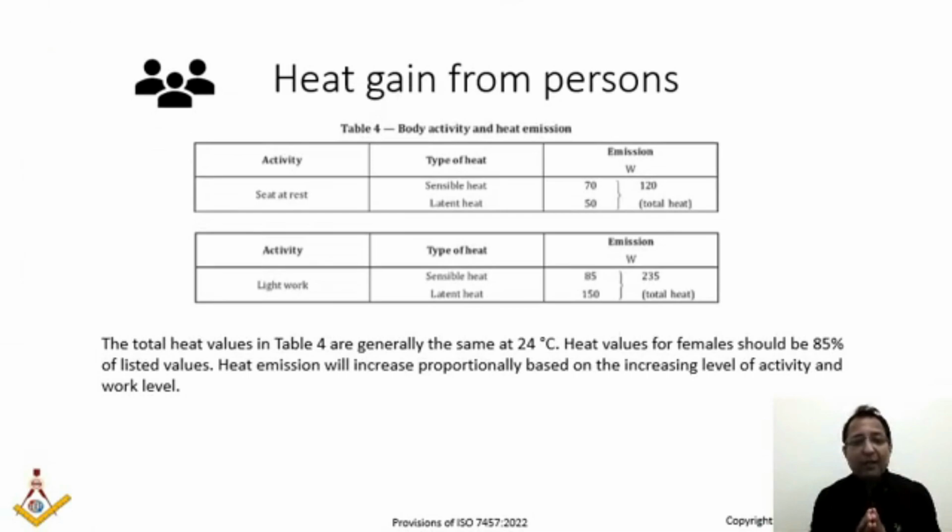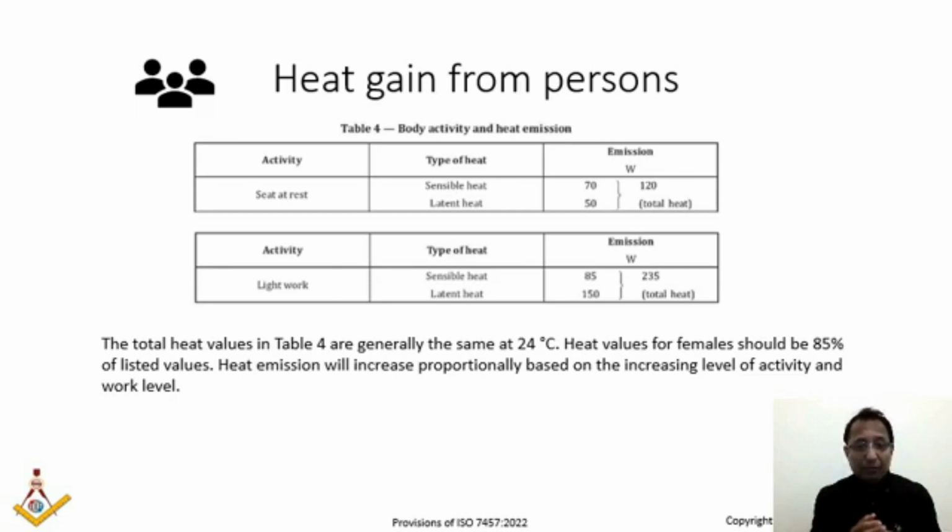This particular slide talks about the heat gain from the persons. As per the latest version of ISO 7547, these are the values considered for the heat gain from the people. As you can see, seated at rest and light work, there are various other values like sensible and latent heat, as typically used for the ASHRAE values. They are not different values. So these are the values you need to refer to for the calculations while you are calculating the heat generation or heat gain from the persons on board.